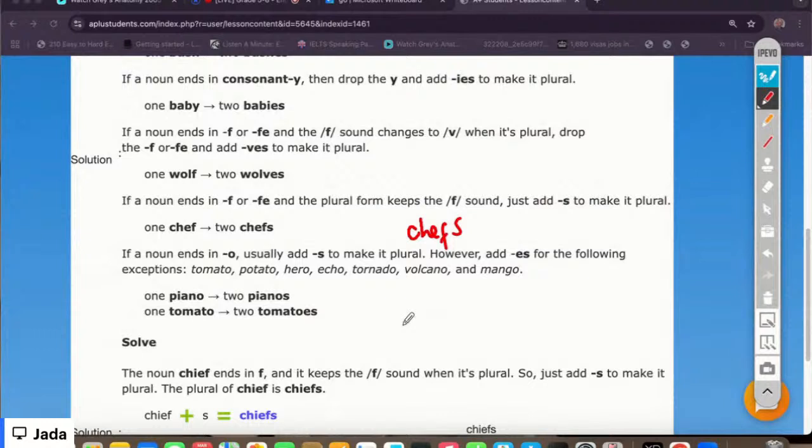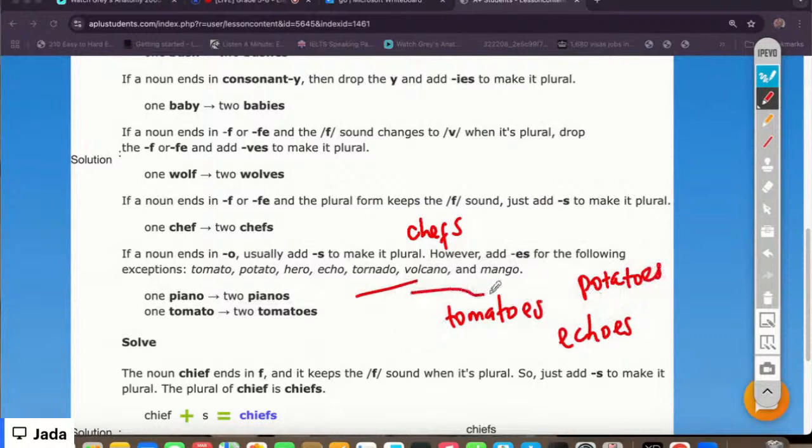If a noun ends in o, usually add s to make it plural. However, add es for the following exceptions. So we have tomatoes, and you add es, echoes. So there are a few exceptions. Potatoes. So for all of these you add es. Mangoes. Okay.